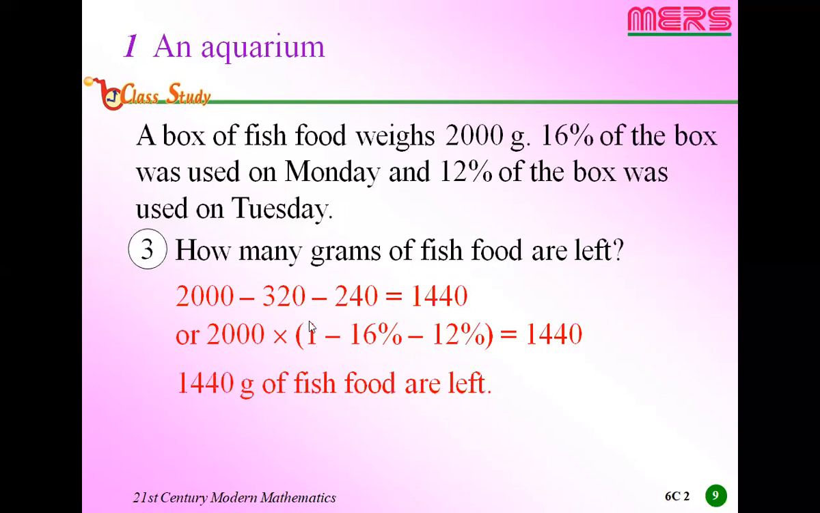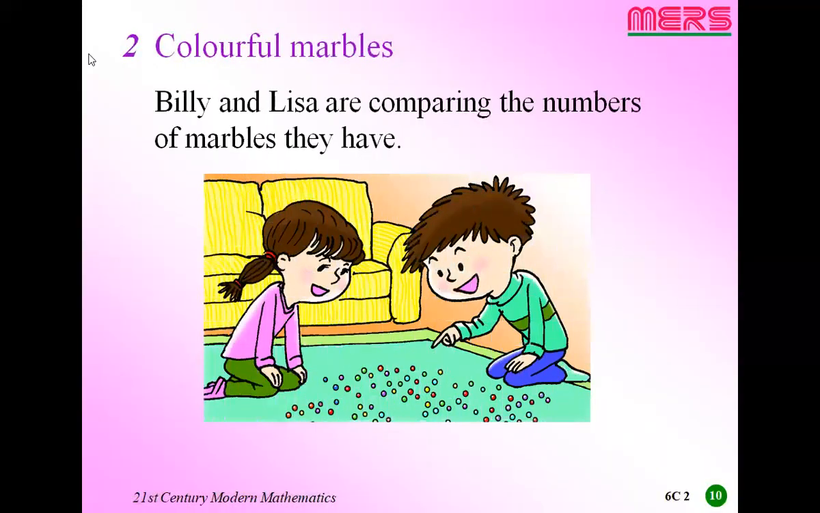All right? And if you fully understand these questions and you got them right, then let's jump to colorful marbles, question 2. So in the picture, you can see Lisa and Billy, and they have different colors of marbles. For question 1, we talk about Lisa's marbles.